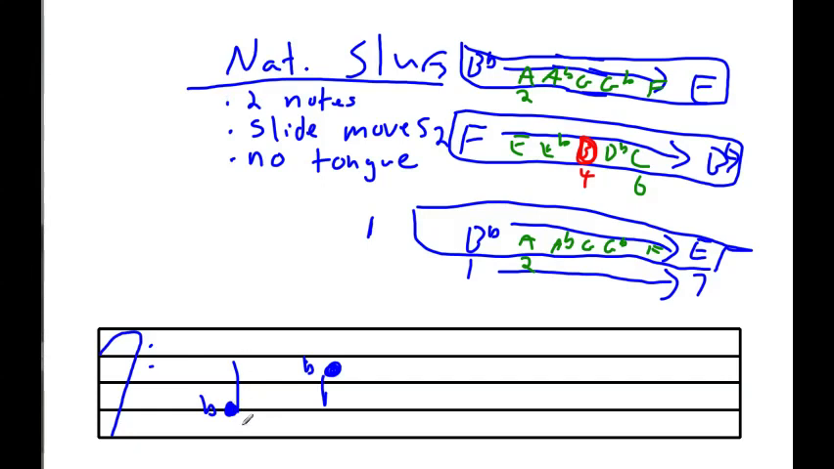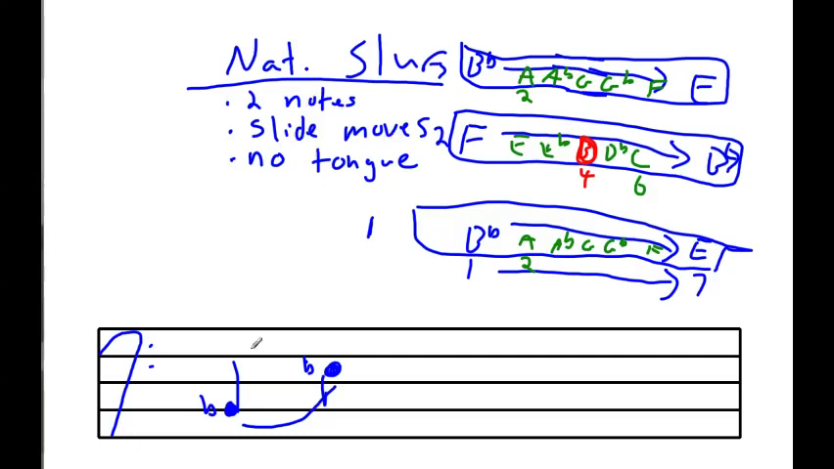And it's slurred. Yeah, I could have written that more clearly, but anyway, you get the idea. So we have B flat to E flat. It's supposed to be slurred. So we have the B flat right here going to the E flat up here. So they're on different floors, changing slide.